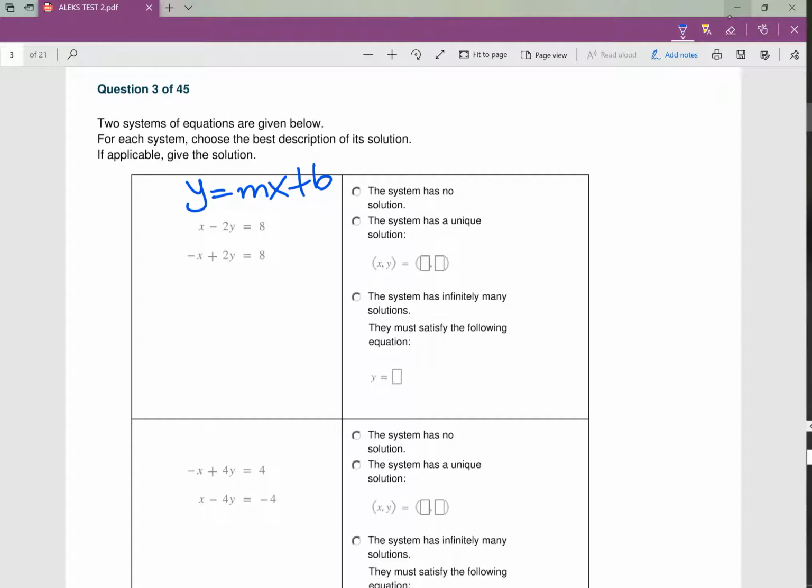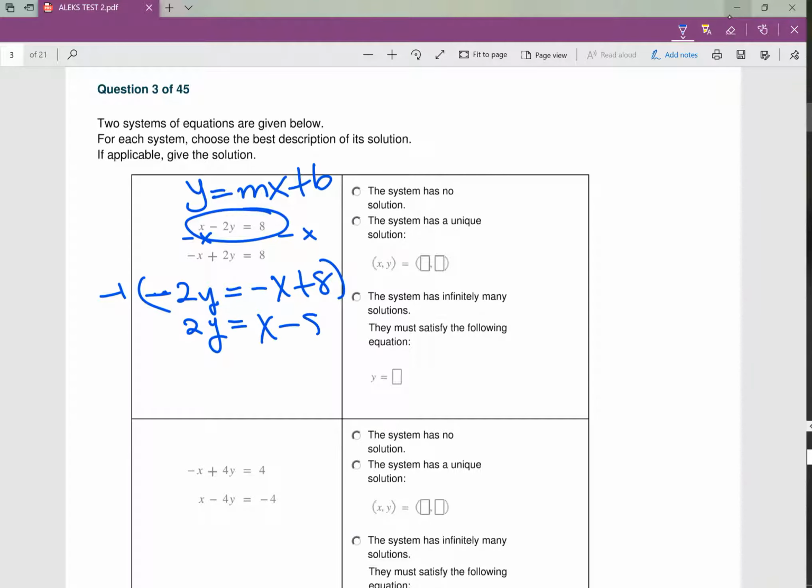Okay, so let's use this one first. Negative 2y is equal to negative x plus 8. So I'm subtracting x on both sides. I'm then going to multiply the whole thing by negative 1 to get rid of the negative because we don't like that. So positive 2y is equal to positive x minus 8. That's what this line looks like. I also need to divide by 2 here, here, and here. So this is now y equals 1/2 x minus 4. That's the first equation.